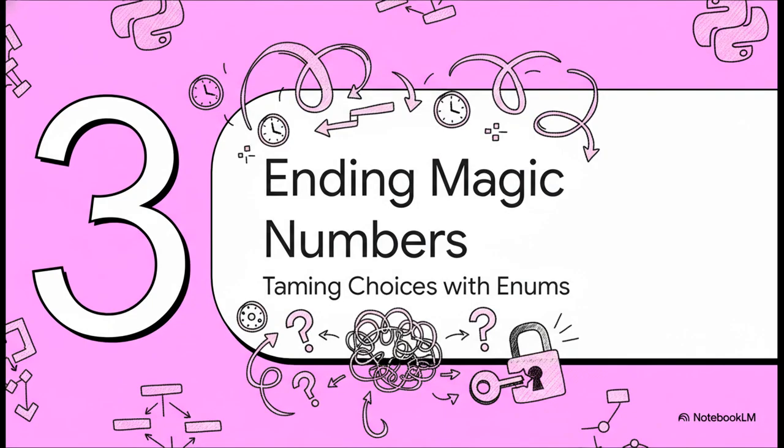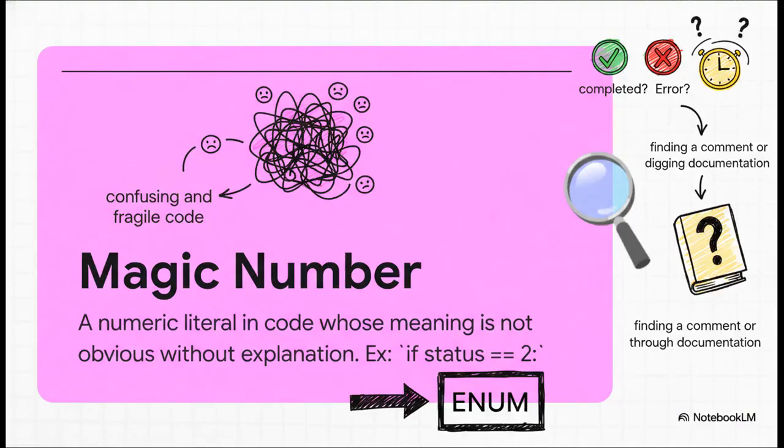Now let's talk about taming our choices. We're going to move on to a problem that, oh man, just plagues so much code out there: magic numbers. So, what in the world is a magic number? It's a number just like this 2 right here, if status equals 2. What does 2 even mean? Is it completed? Error? Pending? Who knows? You have no idea without going on a scavenger hunt for a comment or some documentation. It makes code confusing and super easy to break.